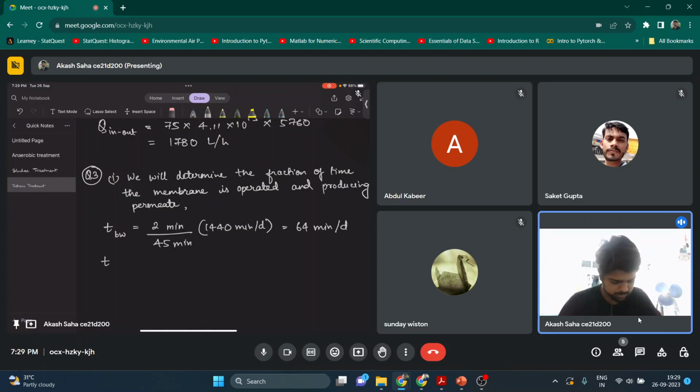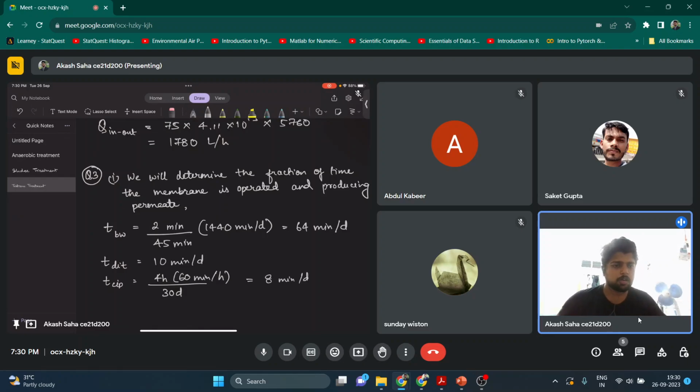Next is the integrity test, which is directly given as 10 minutes per day. It takes 10 minutes and has to be done once per day. The third thing is the cleaning of the membrane, CIP. It requires 4 hours per month, once. So for every 30 days it requires 4 hours, and there are 60 minutes per hour. So again we get 8 minutes per day.